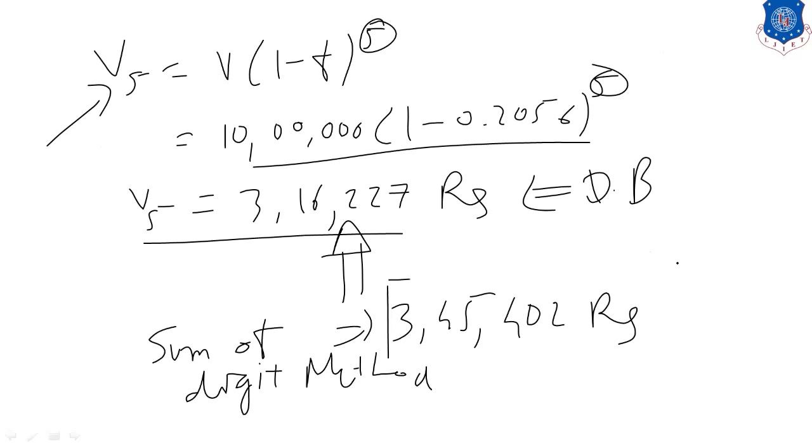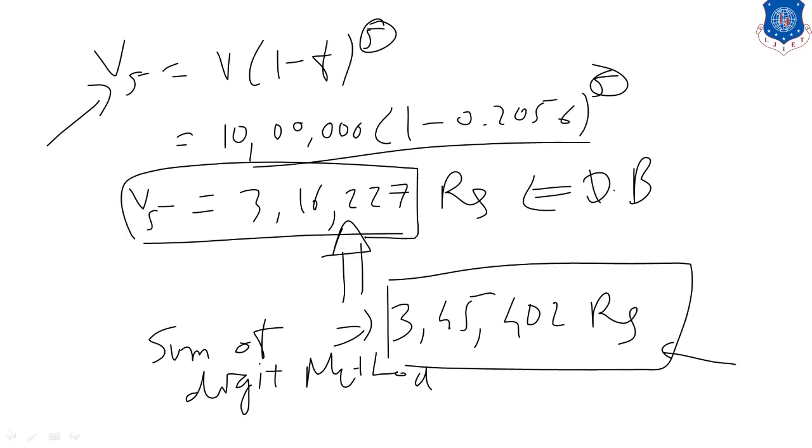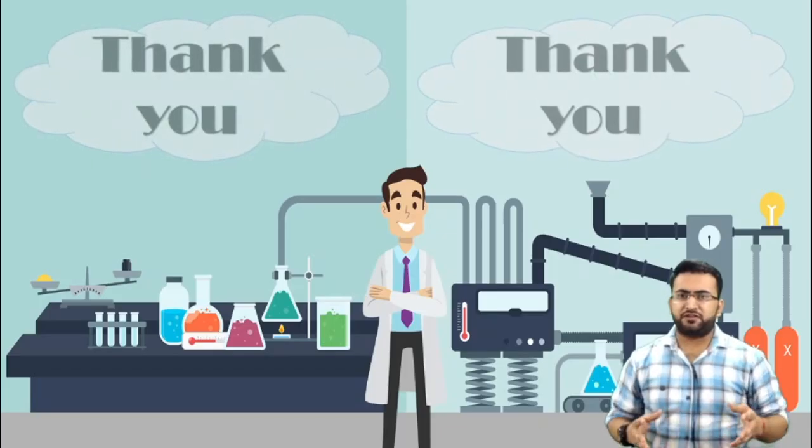So using the sum of year digit method, we get the book value at the end of the fifth year for that particular equipment as 3,45,402 rupees, whereas in the declining balance method the value of the equipment at the end of the fifth year is 3,16,227 rupees. So we can say that in the sum of year digit method, the depreciation is less than in the declining balance method, and the sum of year digit method gives a higher value of that particular equipment compared to the declining balance method. So this is all about today's lecture.